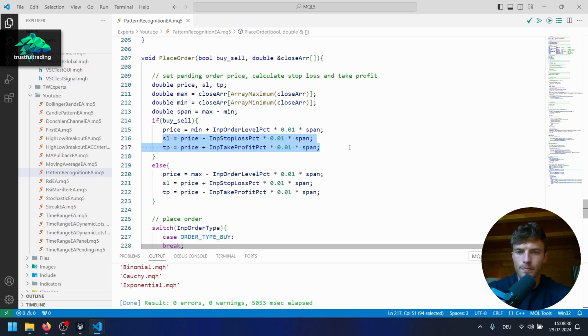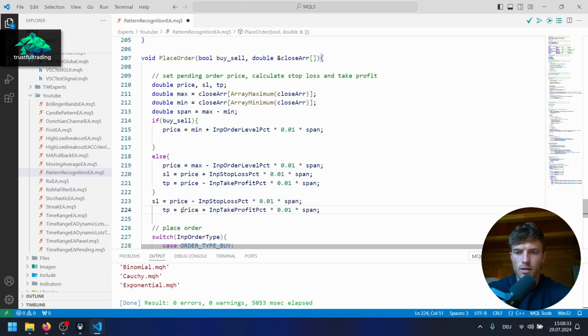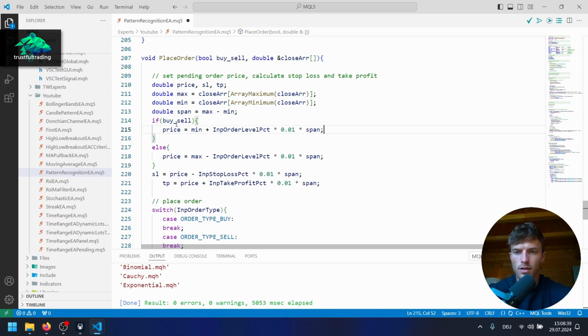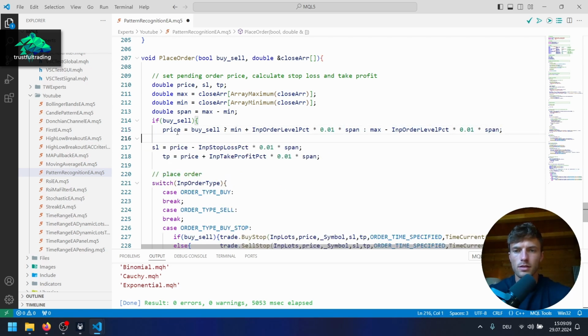Let's cut this here, paste it after the else statement, and delete this here. So we only really need to set the price here within the if else. We can also simplify this by using just another way to write the if else here with the buy sell question mark. We set this to min plus the span and else. So we add a colon here, set this to max minus the span of the pattern. And then we can delete this if else statements here, and we only have one line.